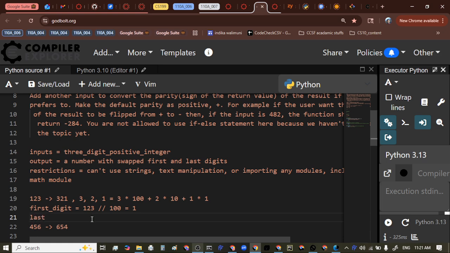All right, so let's go to the last one, which is the next easiest. How do you find the last digit given 123? What is double backslash? We call it integer division. So basically it's divide, but discard the fractional part. So you integer divide by 10 to get the last digit.